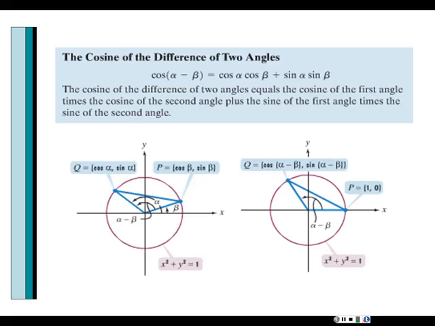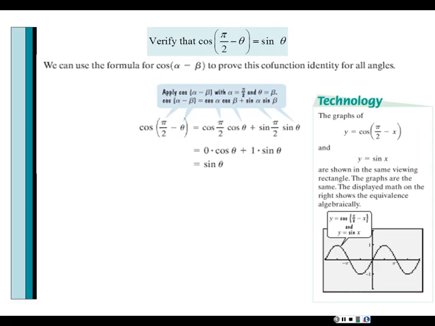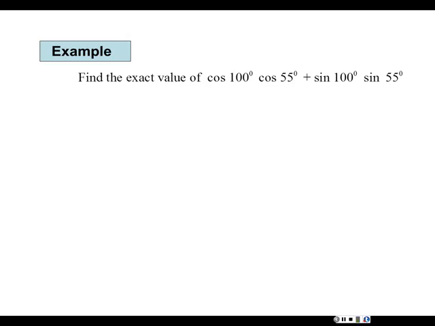Okay. I could go through the explanations, but what I believe is that at this point we just want to see how that formula can be applied to get your expected result in some cases. So let's look at an example here. Find the exact value of cos 100 times cos 55 plus sin 100 times sin 55.